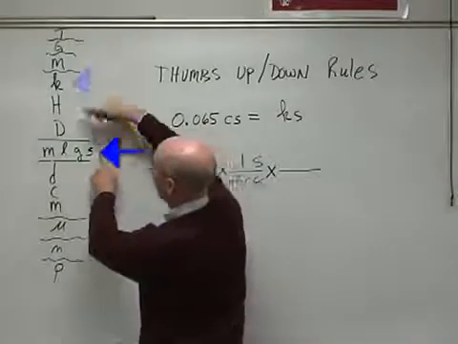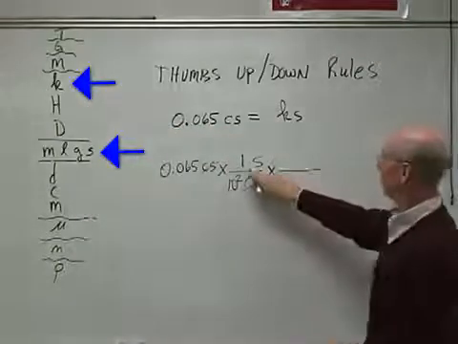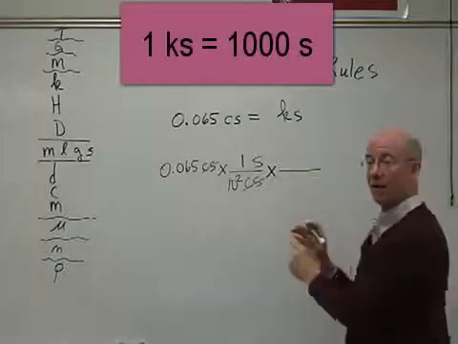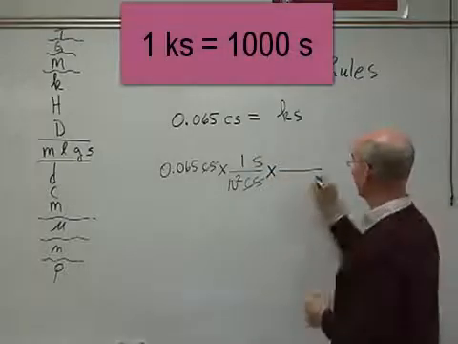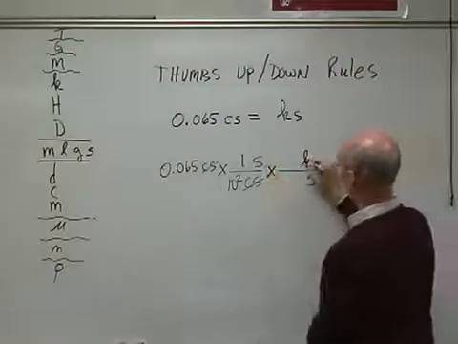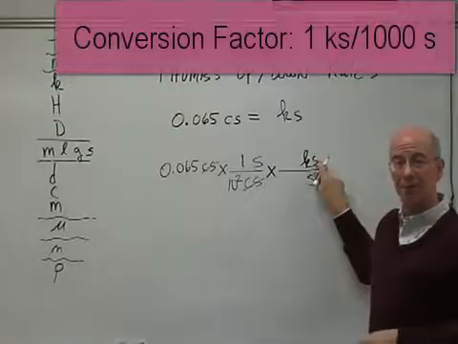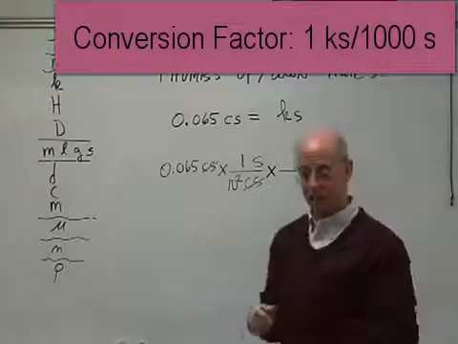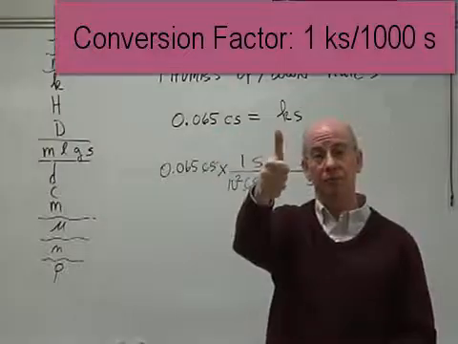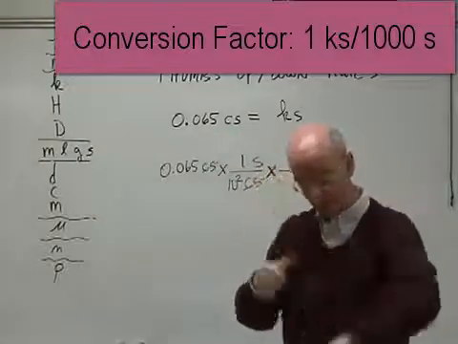From here, I can go to kiloseconds. Seconds is in the numerator. Therefore, if I multiply by my conversion factor, seconds has to be in the bottom, because they're going to cancel. And kiloseconds is going to be at the top. What's the relationship? I look over here. Kilo is bigger than seconds. Therefore, the number with it is smaller.